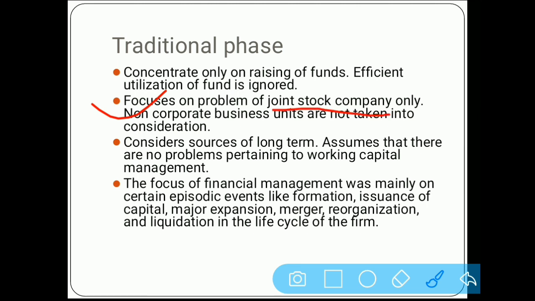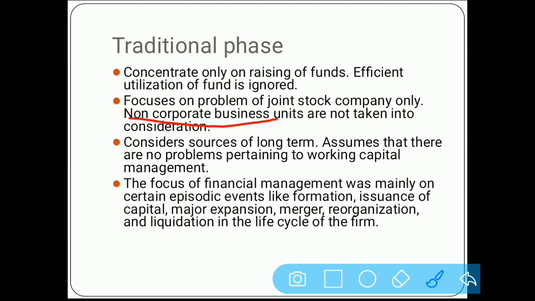Then next, they were only focusing on the joint stock company. There are many company types. We can say sole proprietor, partnership firm, and then joint stock company existed. But in the past scenario, only and only the joint stock company was the focus. They were ignoring issues related to non-corporate business. Non-corporate business includes our partnership firm as well as sole proprietor and other non-profit organizations.